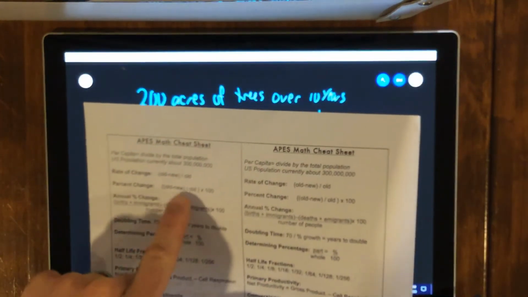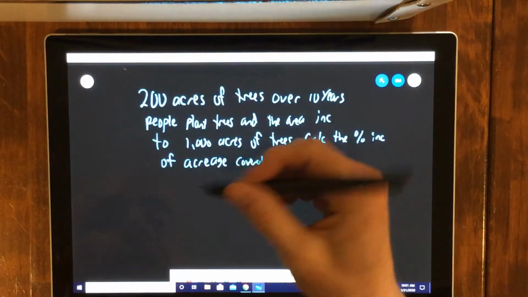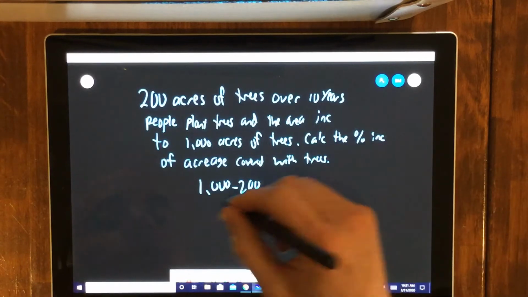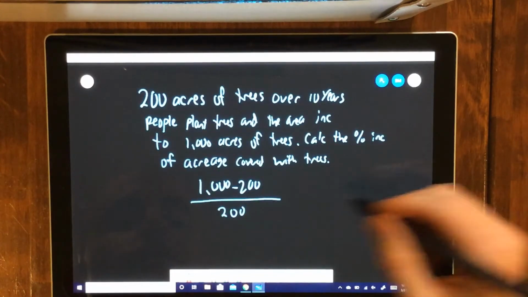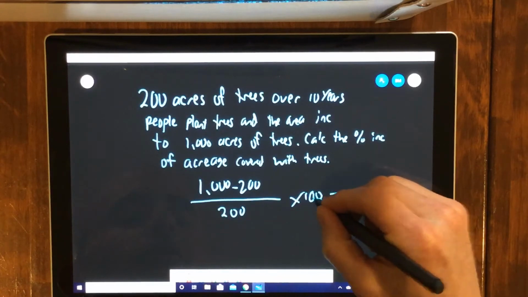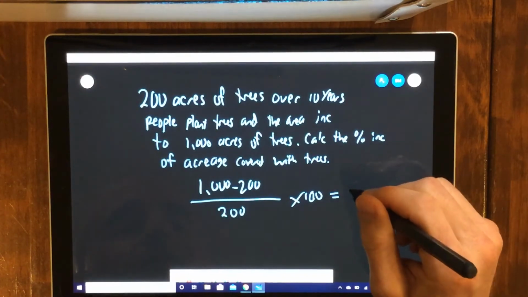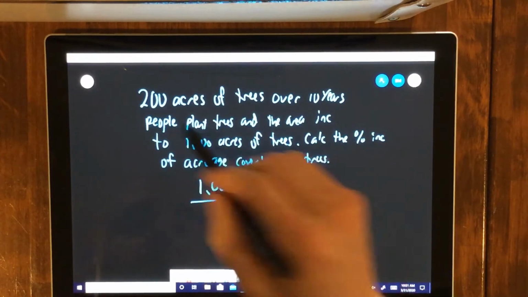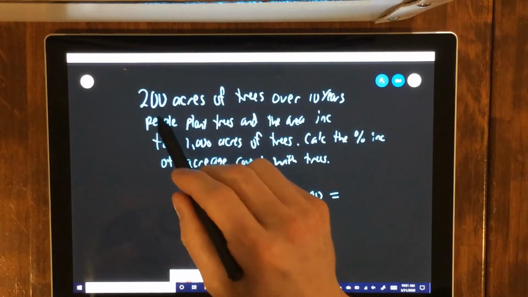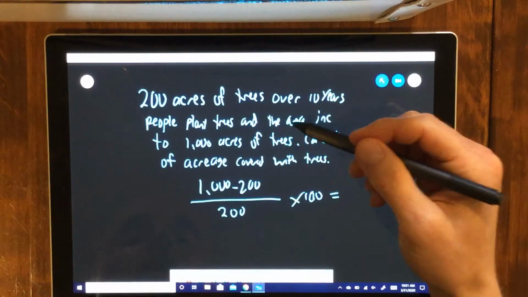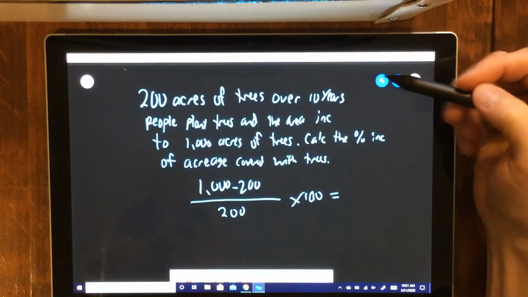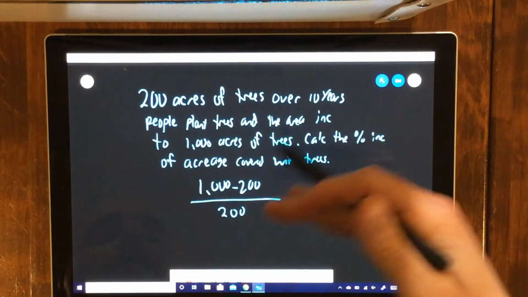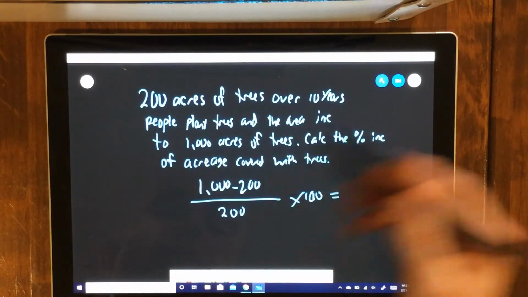But anyways, we'll do old minus new over old times 100. What does that mean? Well, if I take 1,000 minus 200, that's going to give me 800. Well, if I divide that by 200 and then multiply it by 100, that's going to give me the percent above 200. Meaning, like I said when I was explaining, if you double the acreage, 200 to 400, that would be a 100% increase because 100% of 200 is 200. So if you add 200 acres to already 200 acres, you're doubling it, which is a 100% increase.